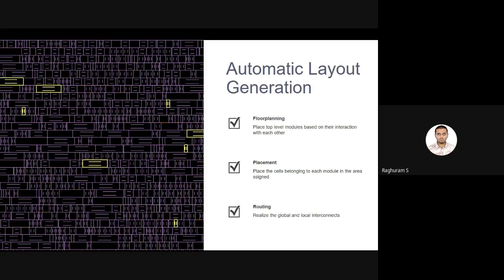Okay, so let's go into the actual steps involved, again only on a high level, just because we are introducing this field, and it's very important because a lot of job descriptions are also in this domain. We just go into the steps in this automatic layout generation, which is the name given in the book, but it is also the same as physical design. At a top level, it's divided into three steps: floor planning, placement, and routing.